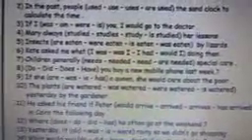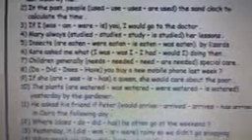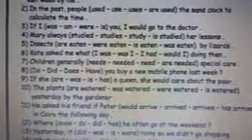Number 3, if I would go to the doctor. If I, pay attention here, number 3. If I would go to the doctor. We use this expression to give advice. So we say, if I were you. If I were you, I would go to the doctor.